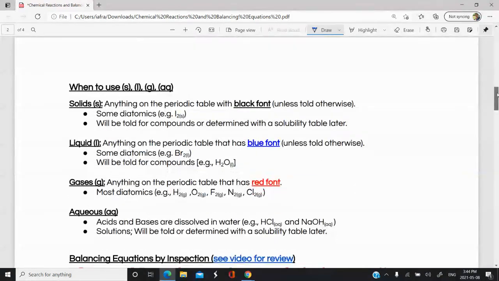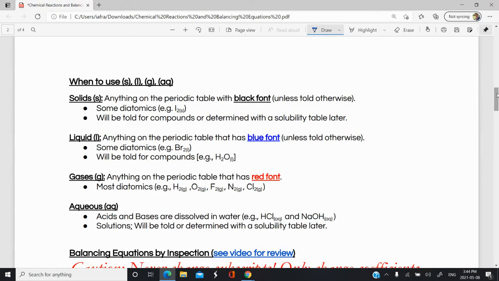And then we saw that to predict if you had solid, liquid, gas, or aqueous, you could use your periodic table. Anything in black font is solid, blue font is liquid, red font is gas, unless told otherwise. And for aqueous, those are things like acids and bases, or if we say you have a solution of something.